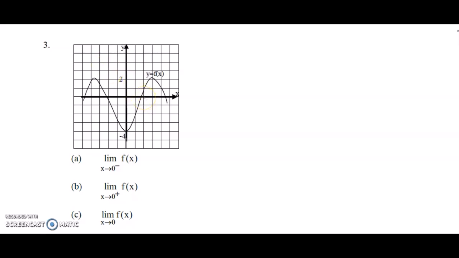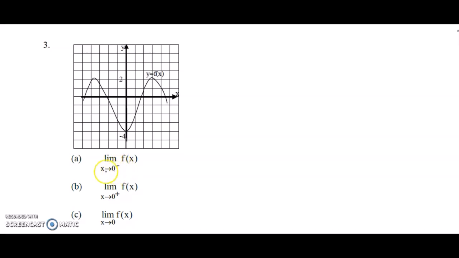Hi everyone, this video is going to discuss one-sided limits, and from one-sided limits we can determine the existence of a limit. Let's look at this example. Consider this graph y equals f(x). We are going to find the limit of f(x) when x approaches 0 negative, and we should know what it means by 0 negative.